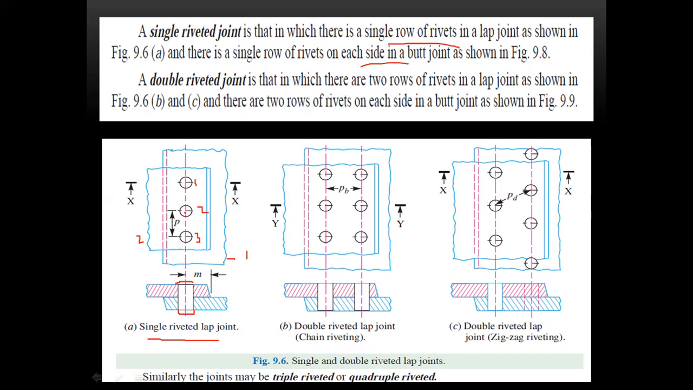The distance between rivet to rivet, that is the pitch P. Okay, the single riveted lap joint.